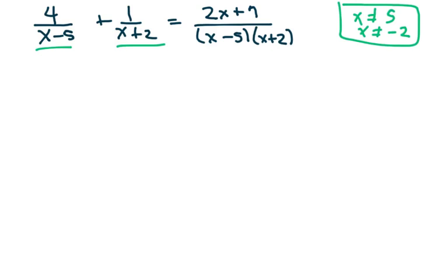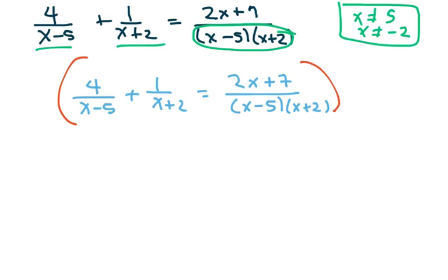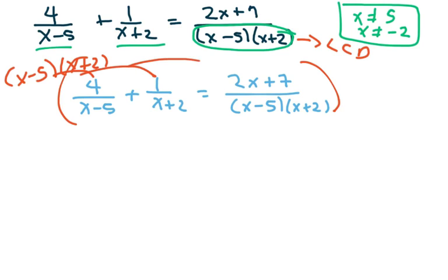Now my LCD is just this piece right here. So I'm going to write this equation again. And I'm just going to multiply this whole thing, each piece, by my LCD. So this equals your LCD, and that's going to be x minus 5 times x plus 2. And we're going to multiply it by each piece.